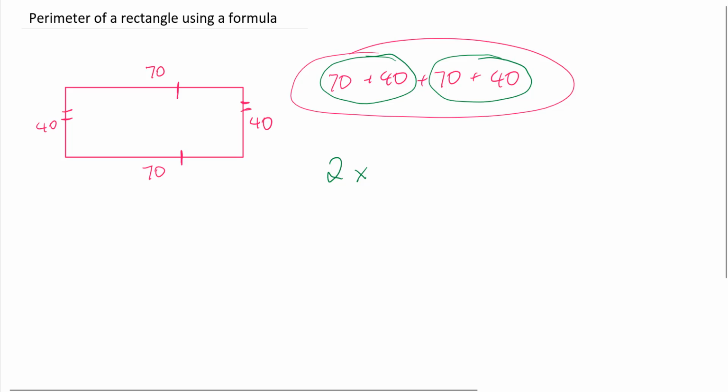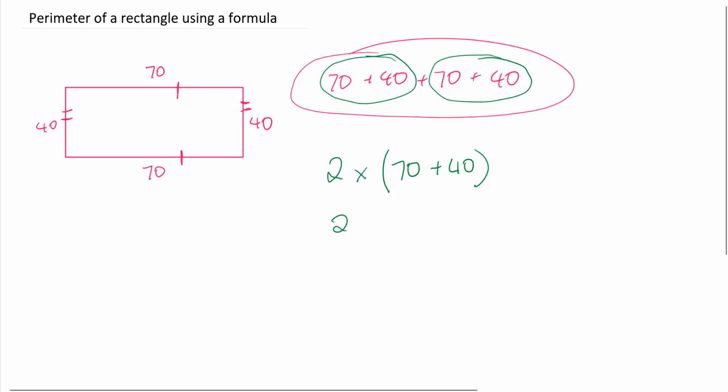Now we want to have the 70 and the 40 held together. So we're going to put brackets around those. 2 times (70 plus 40). Now when you're a mathematician, when you see brackets, you do the brackets before you do anything else. So you need to do the stuff that's inside the brackets first. So what we would need to do is do the 70 plus the 40 first.